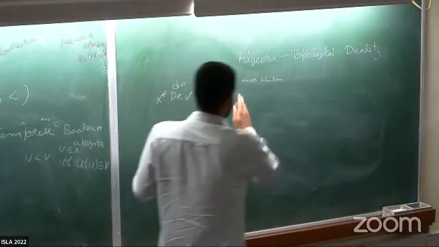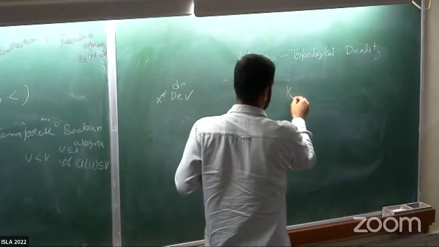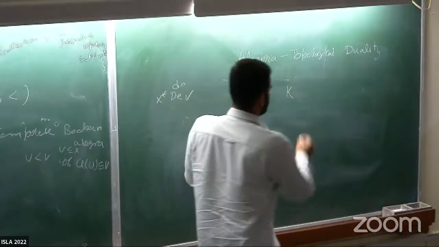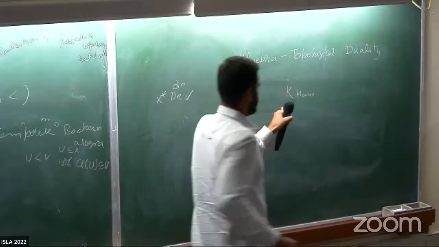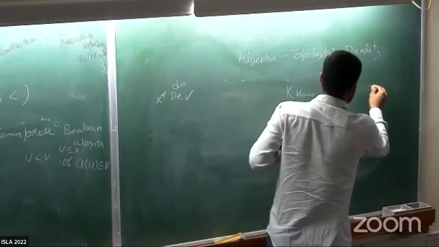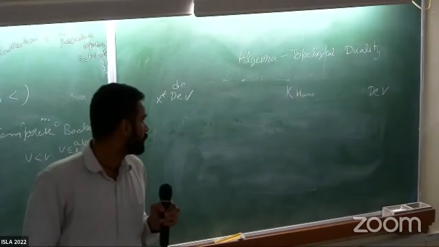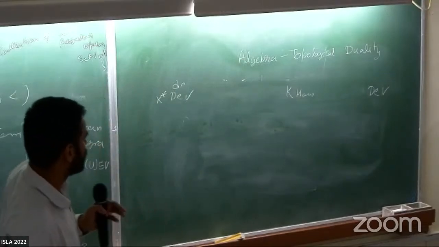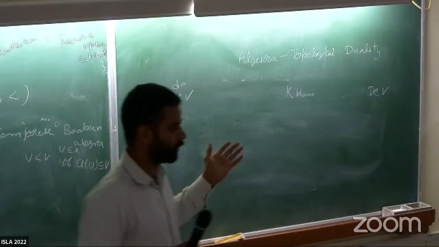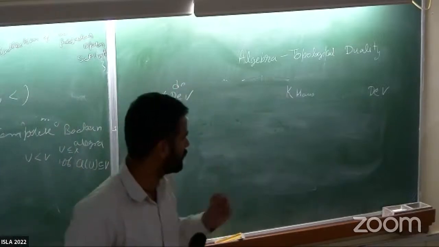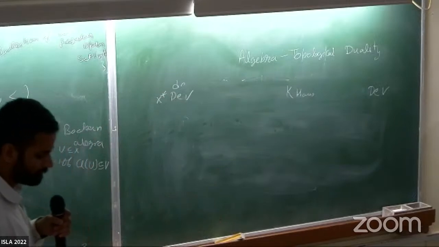Now we are taking the category of compact Hausdorff spaces, that is denoted by KHaus, and DeV is the category of all de Vries algebras. Now we are going to construct some functor between the category of compact Hausdorff spaces and the category of de Vries algebras.